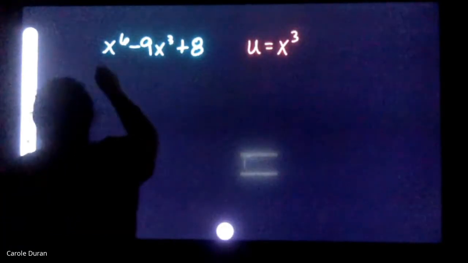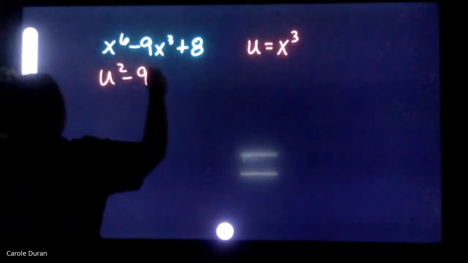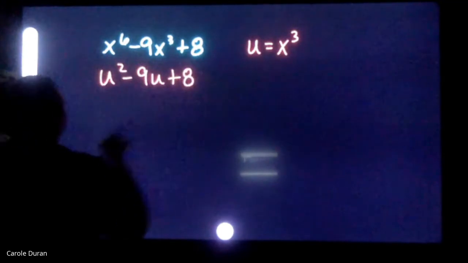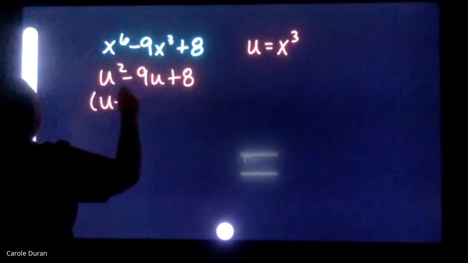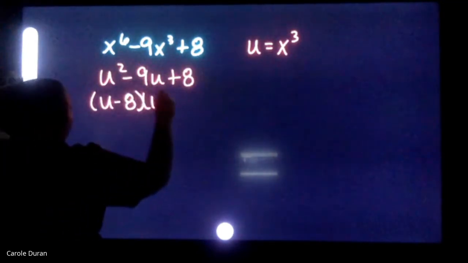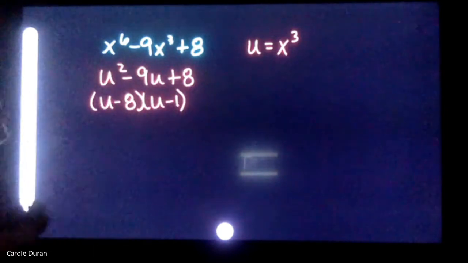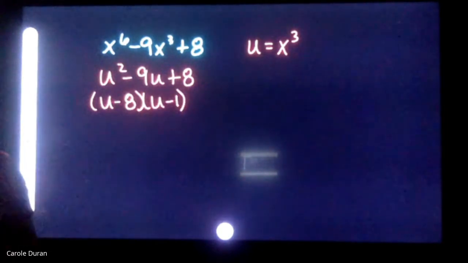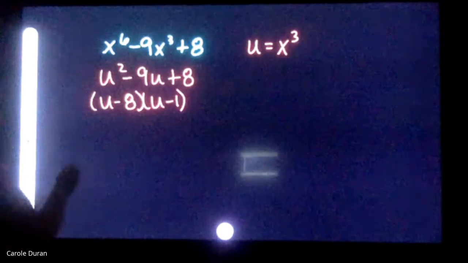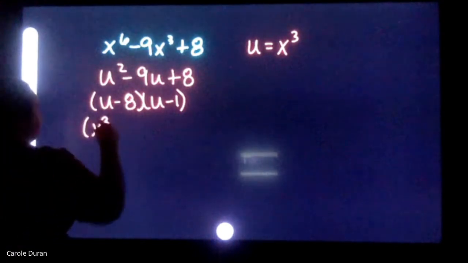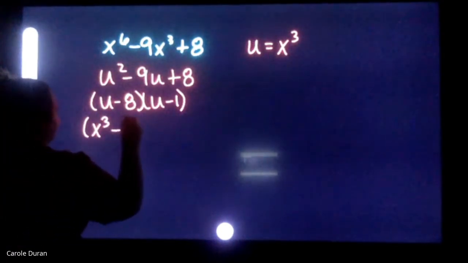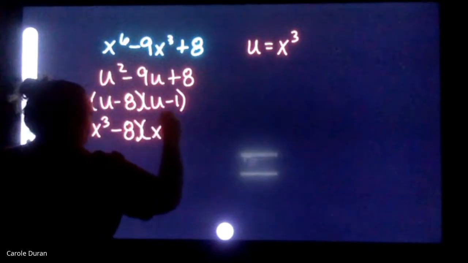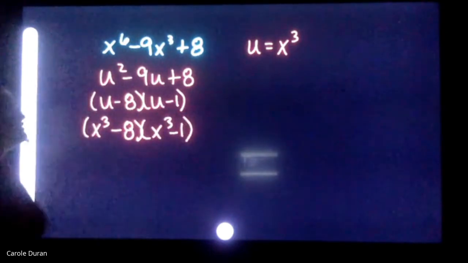So when I do that, I get u squared minus 9u plus 8. I can factor this out farther into u minus 8 and u minus 1. I didn't rainbow, so I don't have to divide anything out here. So my next step is just to replace the u with an x cubed, and then see if I can continue factoring.